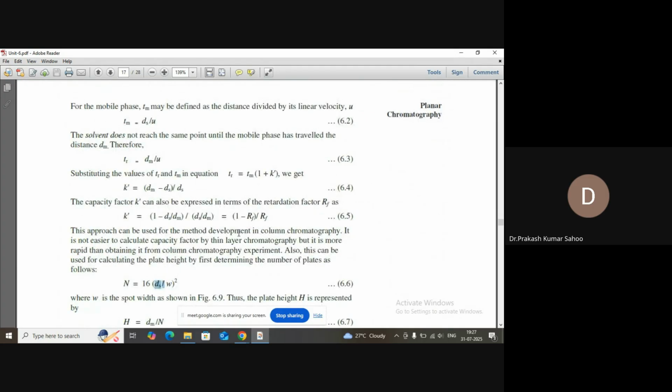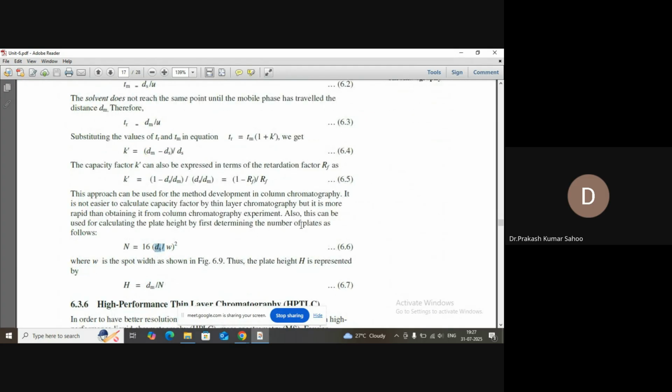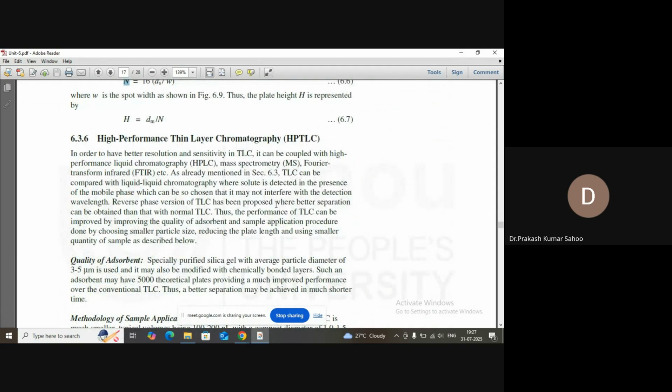Also this can be used for plate height. So this is the plate height, H equal to this one. And at the end we have the HPTLC, high performance thin layer chromatography.